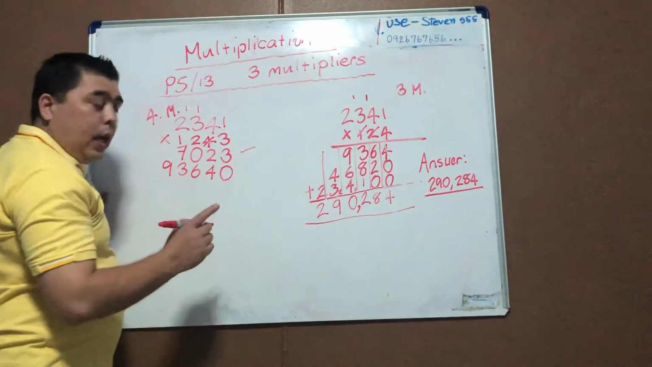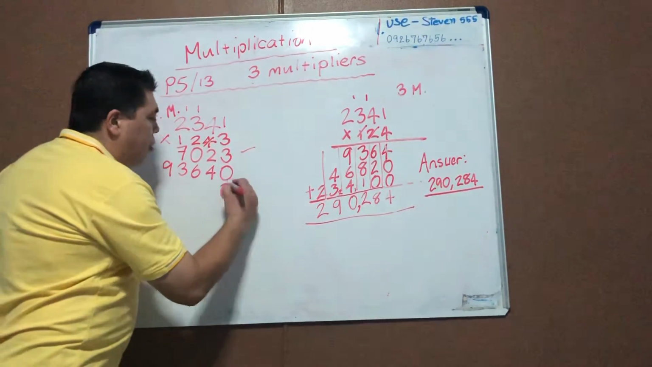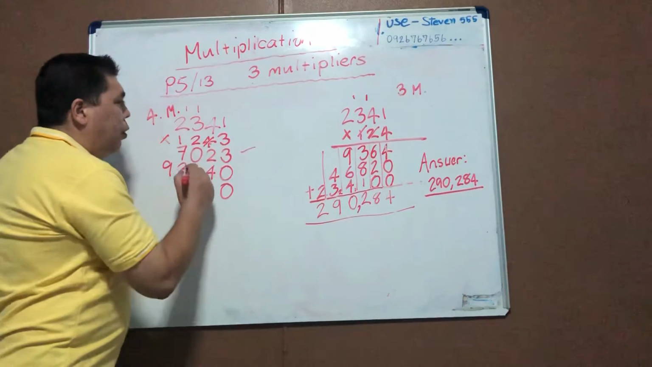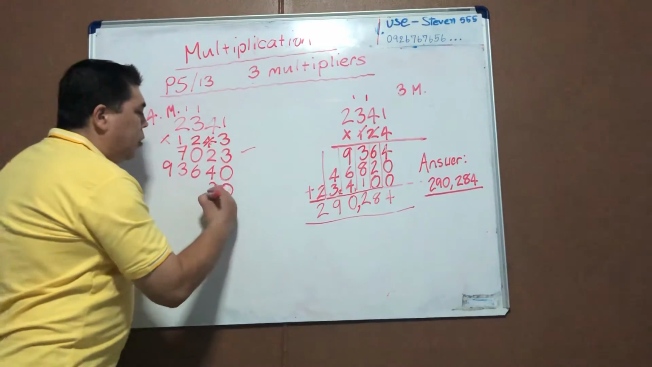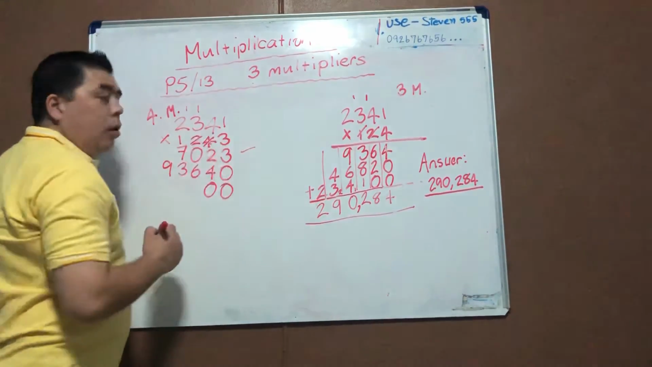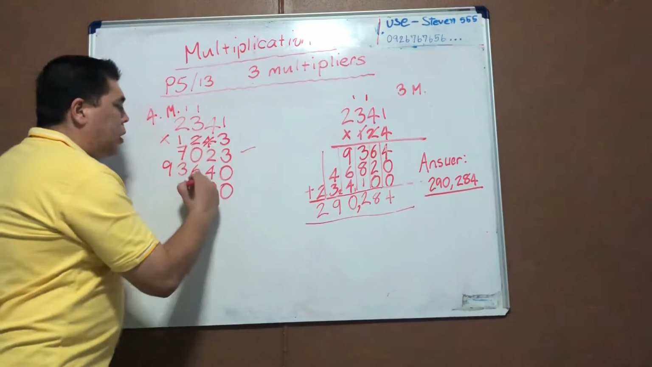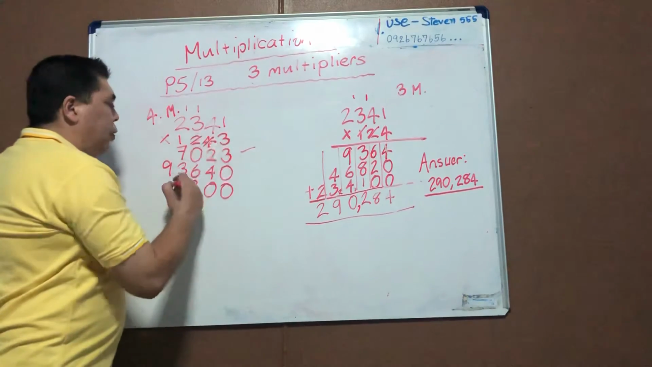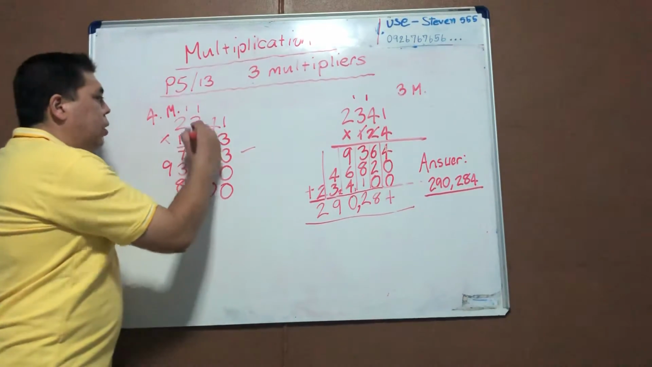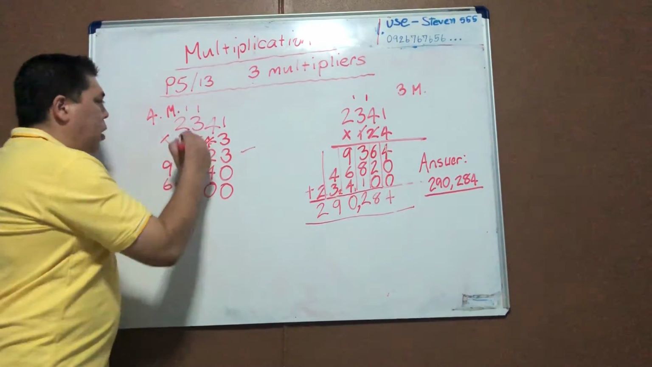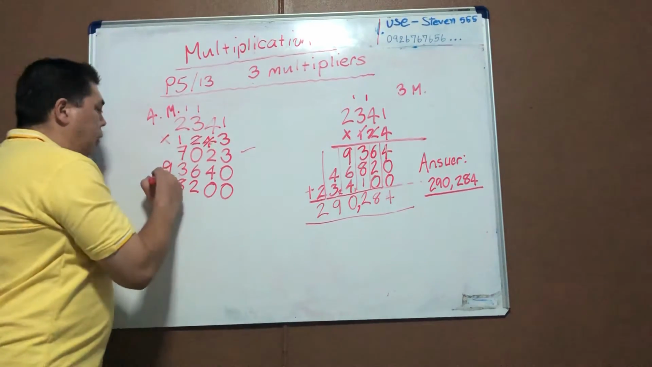Now again, we put down our 0 for the 4. Now we're going to put down another 0 for the 2, and use our 2 to multiply. 2 times 1 is 2. 2 times 4 is 8. 2 times 3 is 6. 2 times 2 is 4.